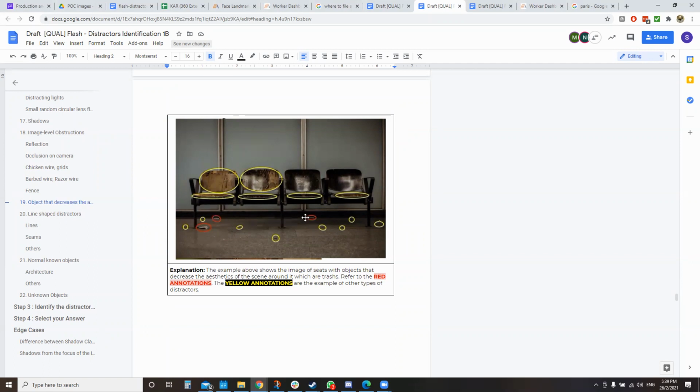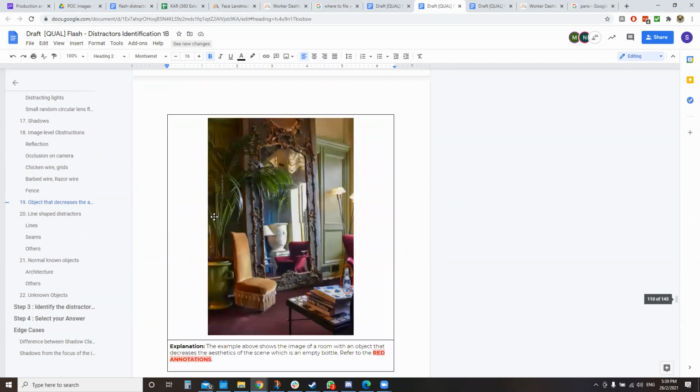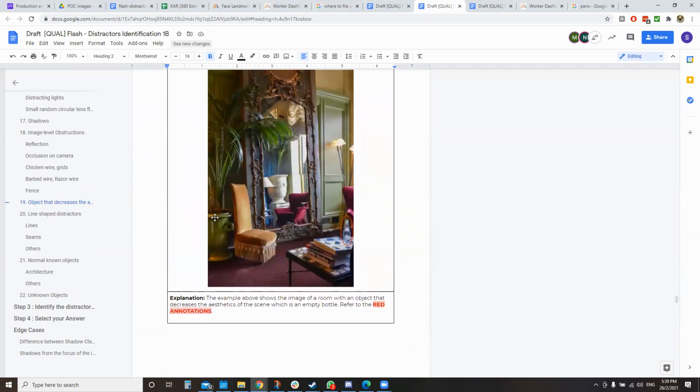The red annotations is the one where you want to talk about rubbish. Okay, line shape distractors. So here other items. This one we don't label it as Potter. Sorry, hold on.